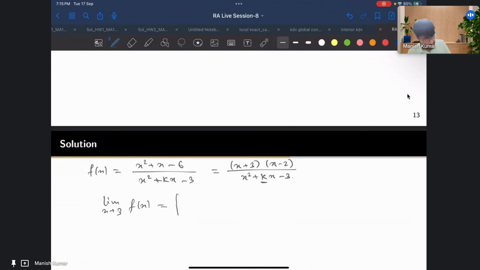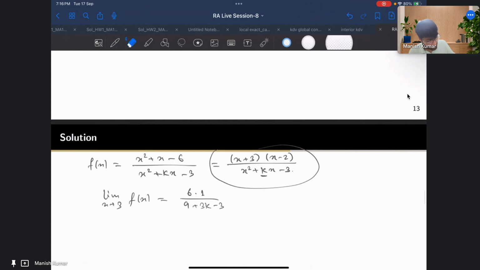So what will be the limit? Okay, so you just substitute 3. Let's just substitute 3, then what I get is 3 plus 3 is 6, times 1 upon 9 plus 3k minus 3, right? So I don't even need this factorization. Okay, so let's forget about this.